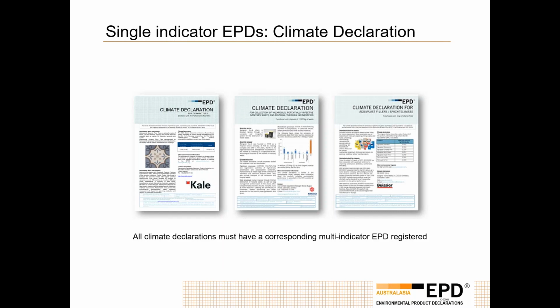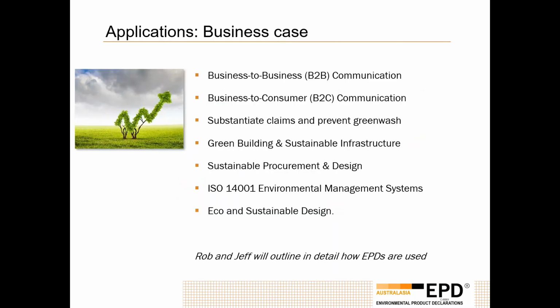You can also have a single indicator EPD. A lot of those in the international EPD system do have separate climate declarations. A key thing to remember here, though, is a company has to have a corresponding multi-indicator EPD to be able to have a climate declaration. So a climate declaration really is a subset of that multi-indicator EPD that people have, but just providing a summary about the climate footprint.